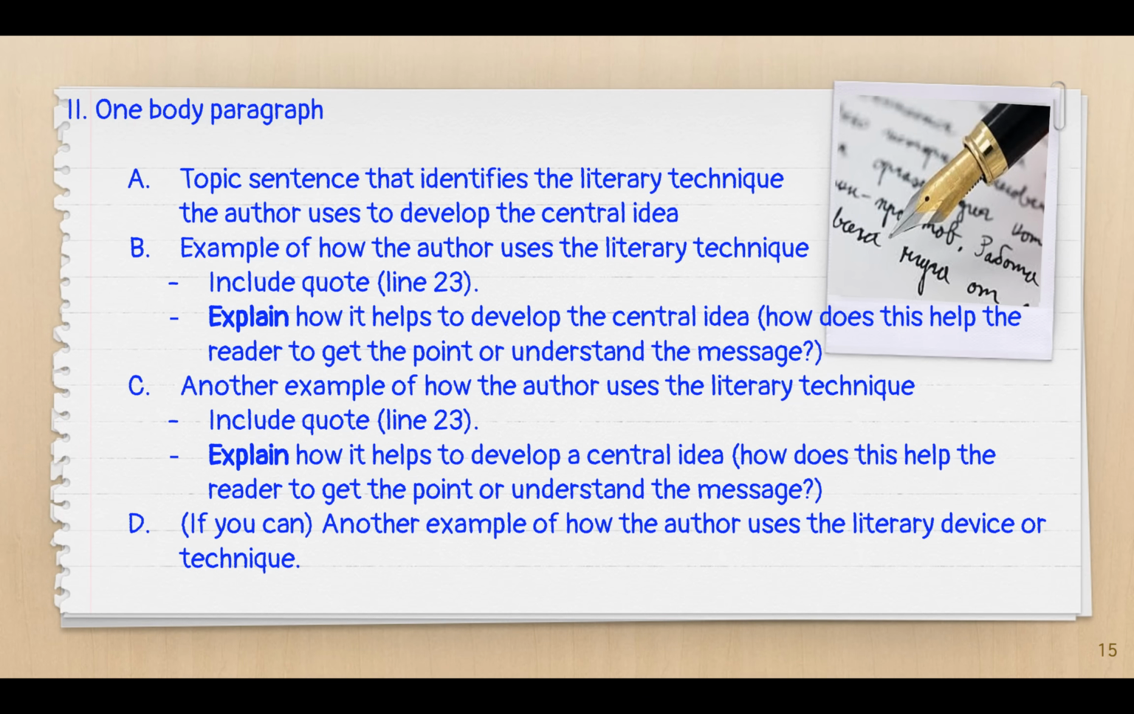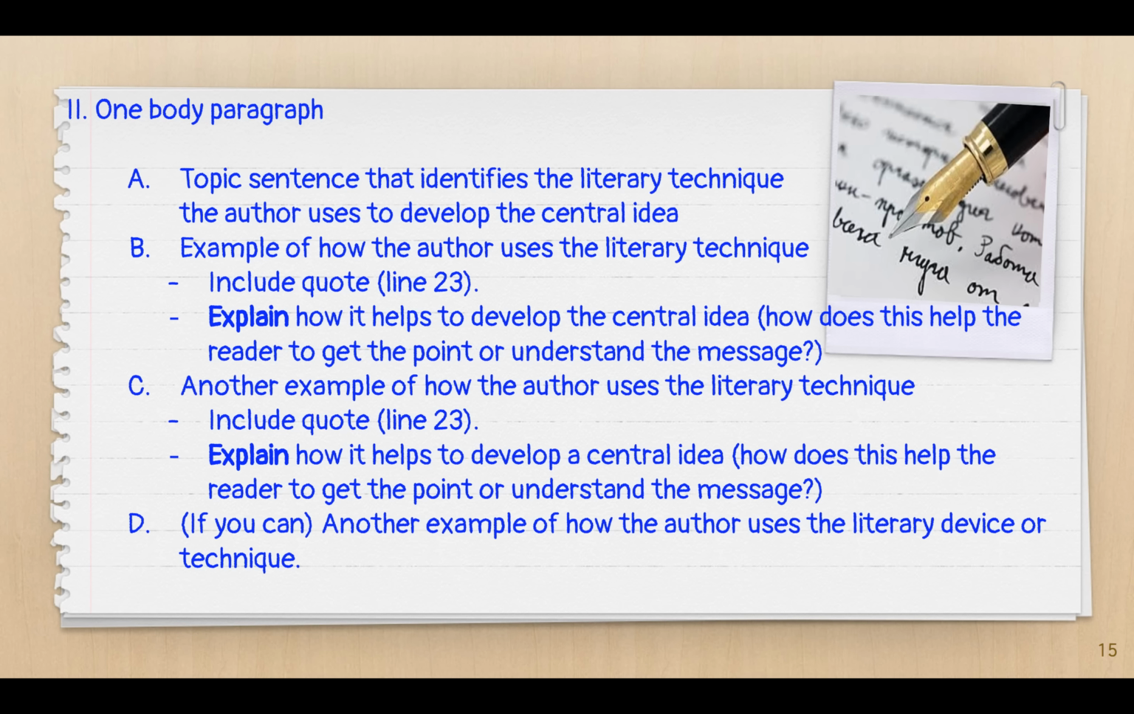Okay, so your one body paragraph, of course, needs to be really well developed. Make sure you have a topic sentence that identifies the literary technique the author uses to develop the central idea. Then you want to go ahead and explain, give examples, make sure you have some quotes. The directions will not tell you to use in-text citations like line 23. But of course, you know, as an English student, that you should go ahead and put those in-text citations in there. Okay, make sure that you're connecting with the central idea throughout your text.